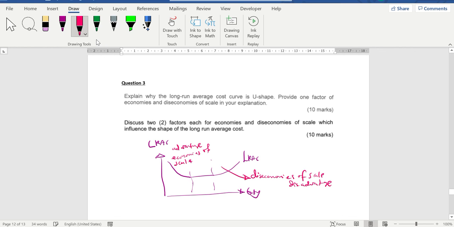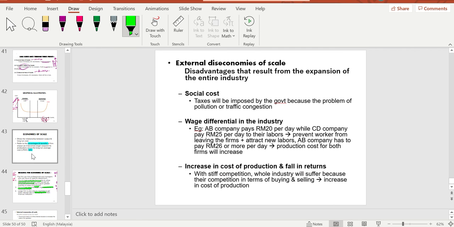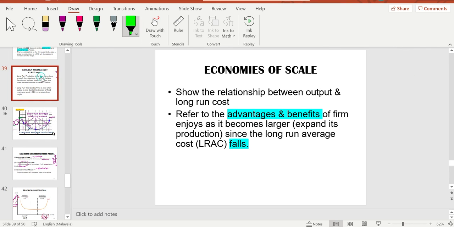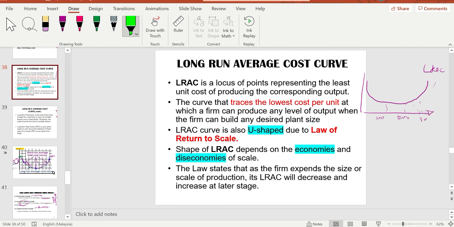And then you kena bagi tahu dulu, dia kata kenapa U-shape. U-shape is due to the law of return to scale. Long run average cost curve is also U-shaped due to the law of return to scale. You kena mention point ni. Shape of LRAC depends on the economies and diseconomies of scale. Mention point ni. The law stated that as a firm expands the size or scale of production, the long run average cost curve will decrease and increase at a later stage.